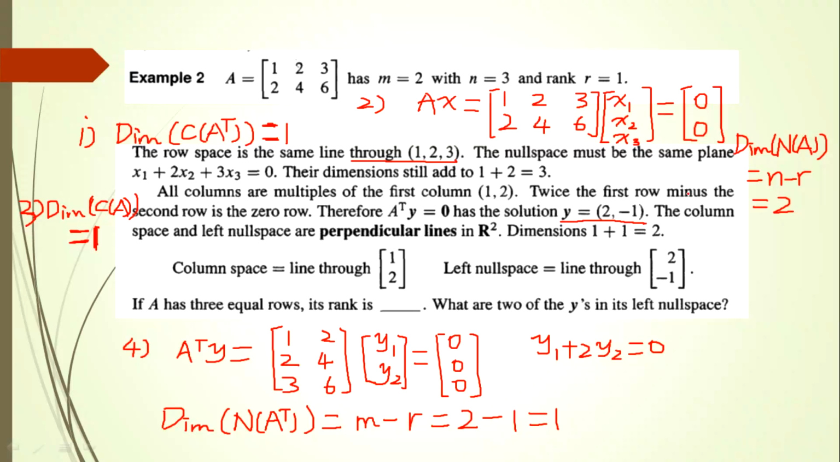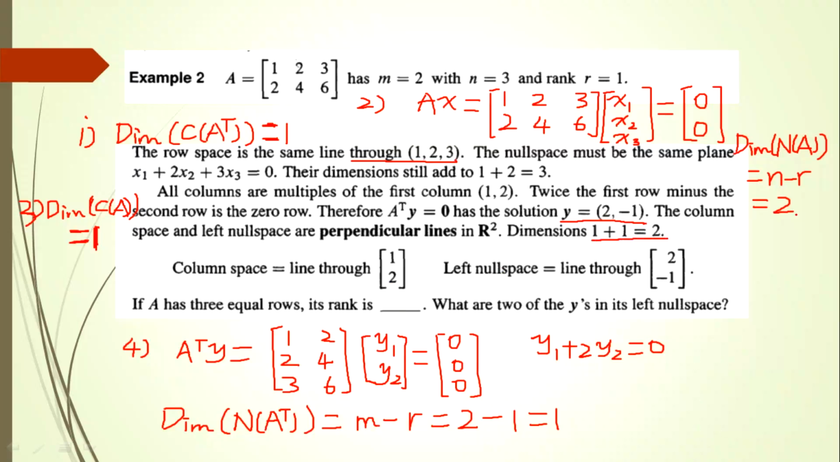Now let's finish here and then we summarize for examples 1 and 2. You will notice that the dimension of the column space and the dimension of the left null space sum to m, which is 2, right? The column space basis vector and the left null space basis vector are perpendicular. We will discuss this perpendicular property in the next chapter. We will start chapter 4 in 20 minutes.